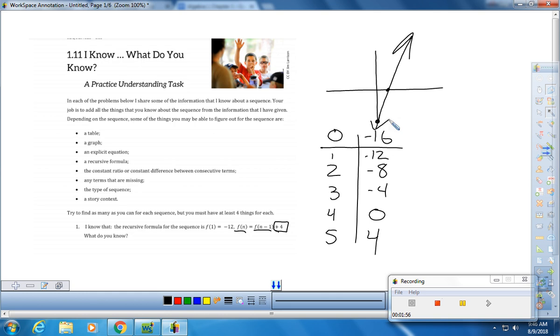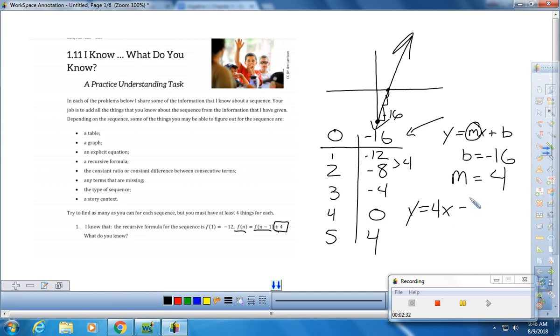All right, now you remember y equals mx plus b? Well, that's our b. It's where it hits the y-axis, our y-intercept. What's our slope? Well, our slope is how much it goes up each time, each step. It's 4. The slope is 4. So now we can write another equation as y equals 4x minus 16, or f of x is 4x minus 16. Okay? This is an arithmetic sequence.